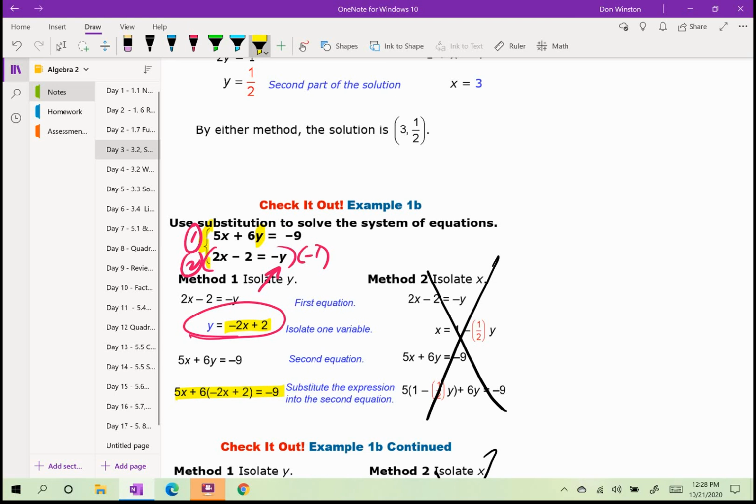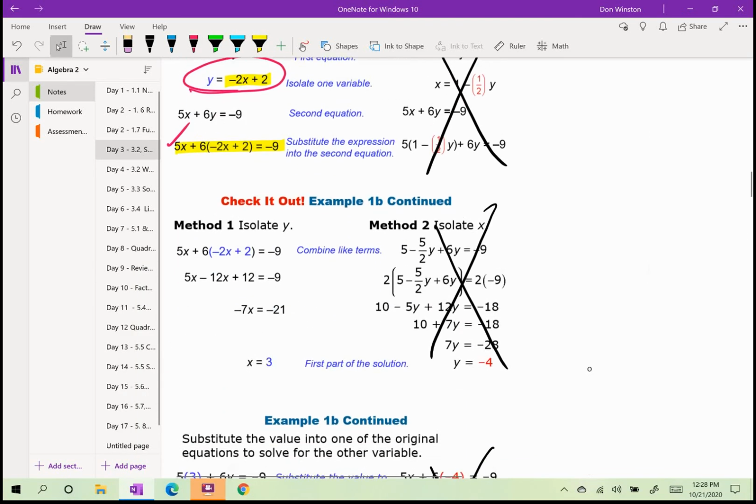Step 1, we solve for x or y. We did that. We said y was equal to negative 2x plus 2. We took that expression, negative 2x plus 2 for y, and we substituted it into the other equation, 5x plus 6y. We replaced y with negative 2x plus 2, and that's what we did. Now we have to solve for x.